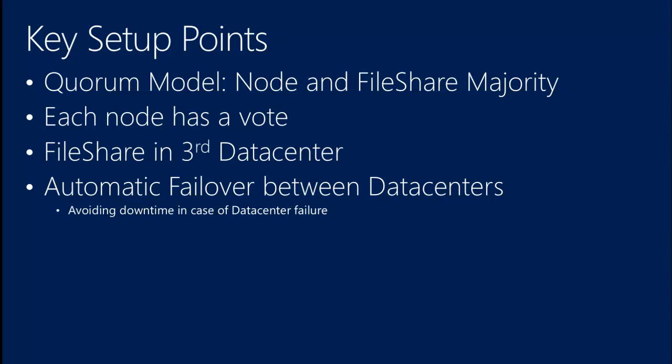The key setup points in our system: we use a quorum model of node and file share majority, which means every server in this topology has a vote. And the file share is the tiebreaker in case we lose connectivity between the data centers.